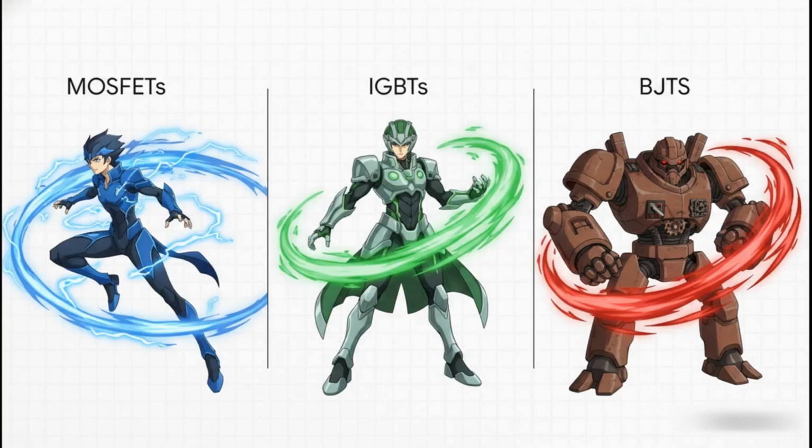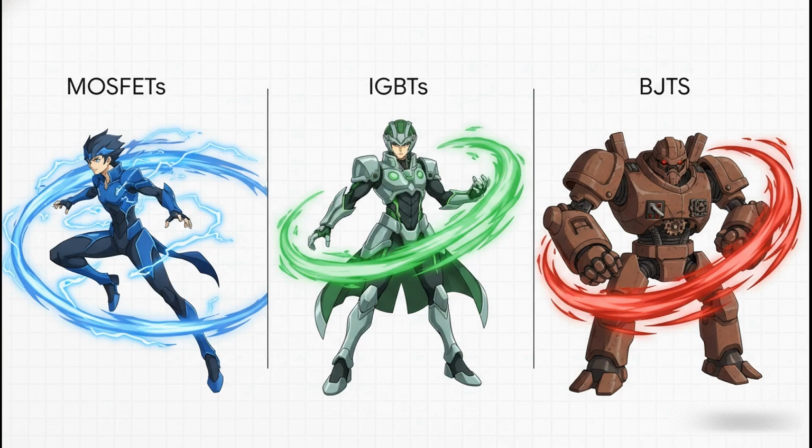And that brings us to the most flexible tools in the toolbox, the fully controllable transistors. With these, you can turn them on and off whenever you want. The king of the hill right now is the MOSFET. It's controlled by voltage, which makes it super easy to use with modern microcontrollers, and it's ridiculously fast.